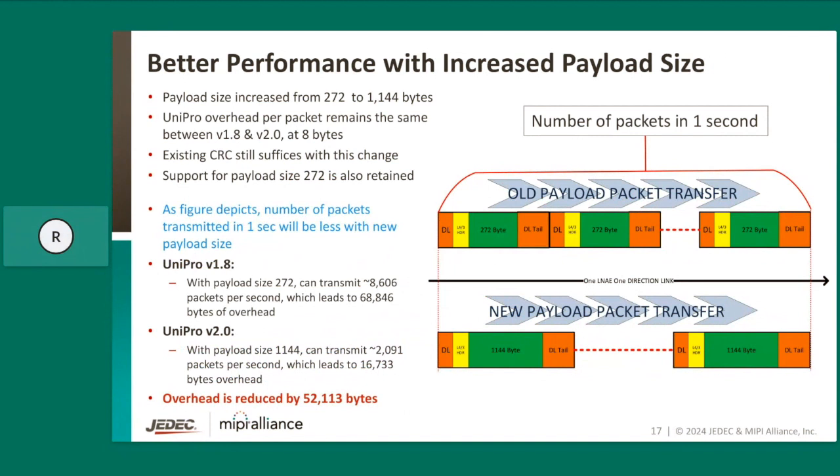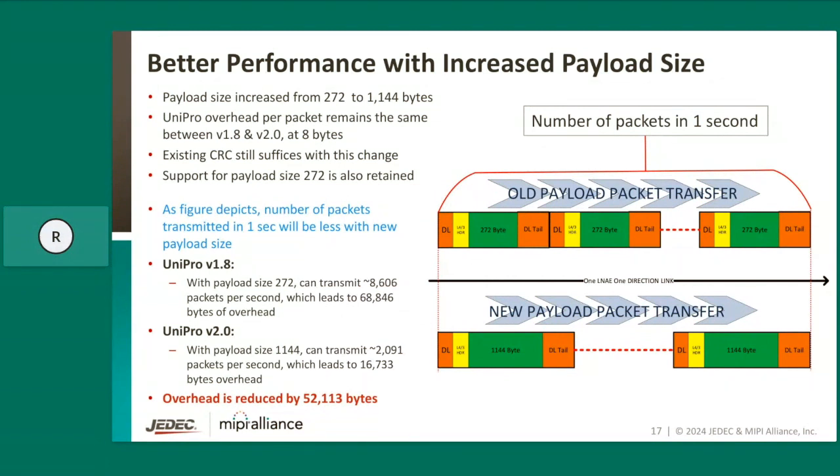After knowing the boot time reduction, another major takeaway from UniPro 2.0, which is UFS 4.0, is that UniPro has introduced increased payload size. Earlier, it used to be 272. Now, the payload size is increased to 1144 bytes. Even with this increased payload size, the CRC computation engine remains the same, because its protection mechanism remains suitable even with the increased payload size. So there is no change in the CRC scheme.